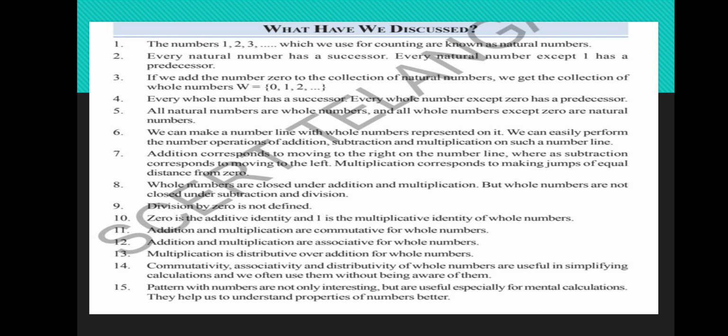Division by 0 is not defined. 0 is the additive identity and 1 is the multiplicative identity of whole numbers. Addition and multiplication are commutative for whole numbers.